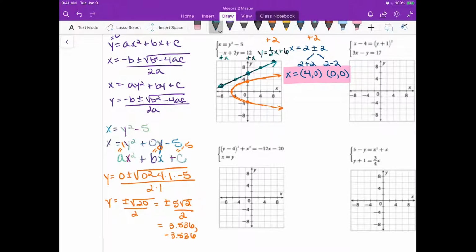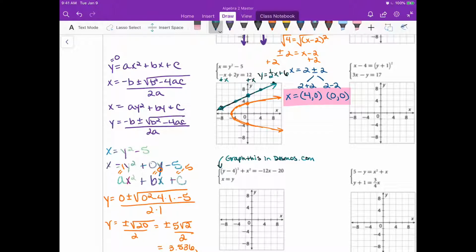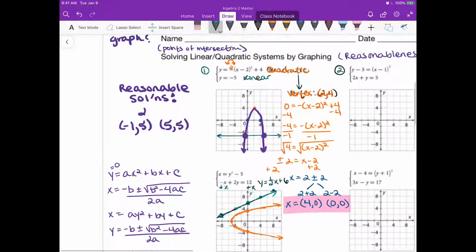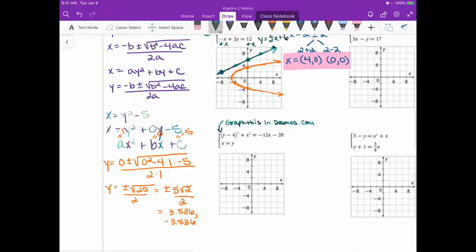For these equations, this equation right here that has a couple of quadratics, I would graph this in Desmos. But you tell me what kind of equations, or where are the solutions to number 3. This is 3 and 4, 5 and 6.